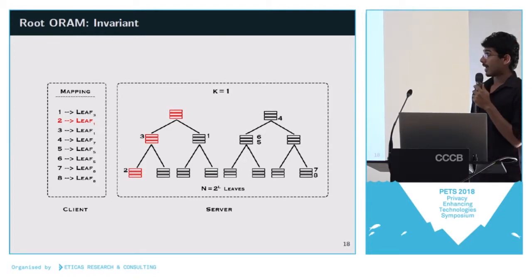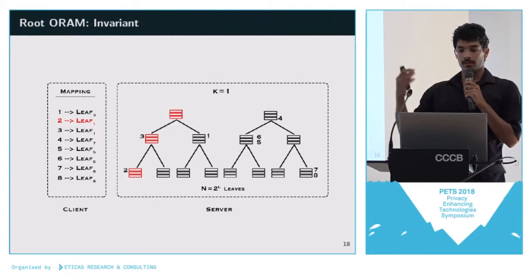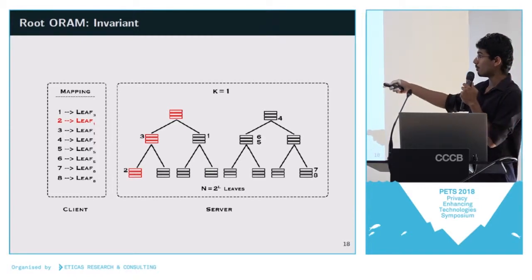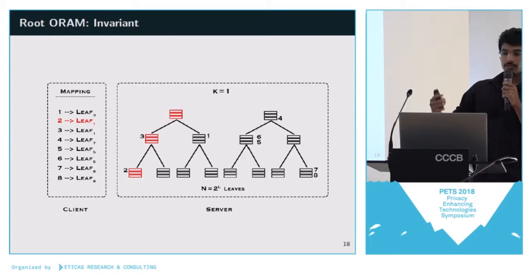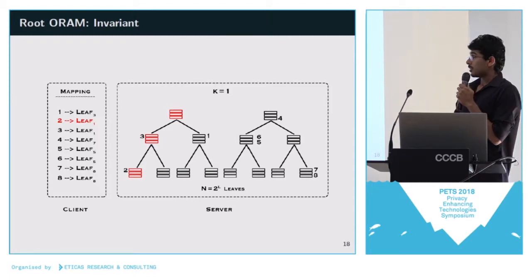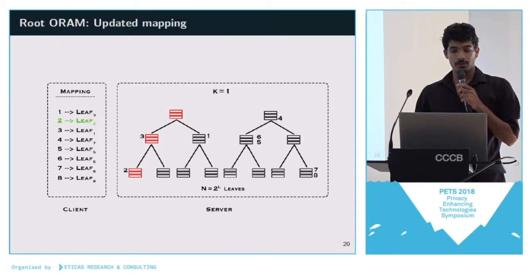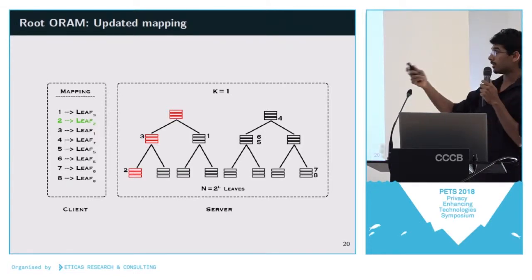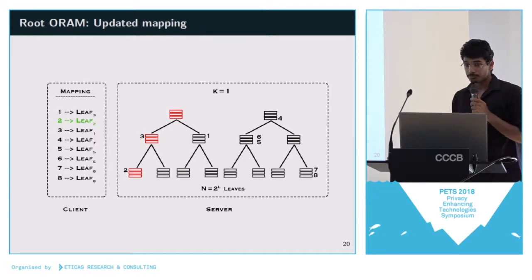So let's see how ORAM access works. When you access, you ask the server for the whole path from the root to the leaf, and you're guaranteed by the invariant that you'll find your data item in there. So that's the RAM part of it. The next step is you update the mapping. So you randomly assign block 2 to a new leaf. In this case, it was mapped to leaf 2.